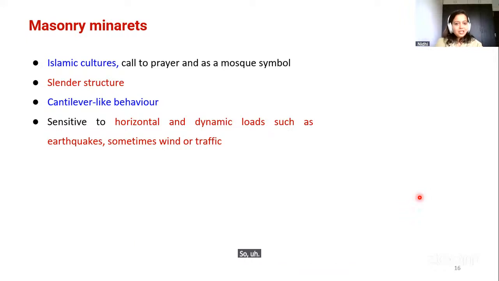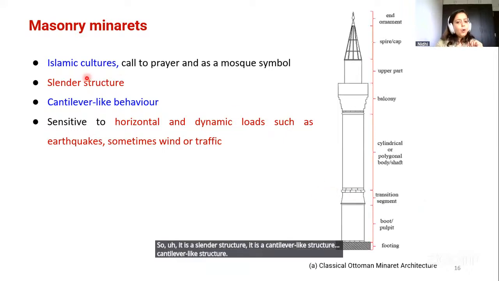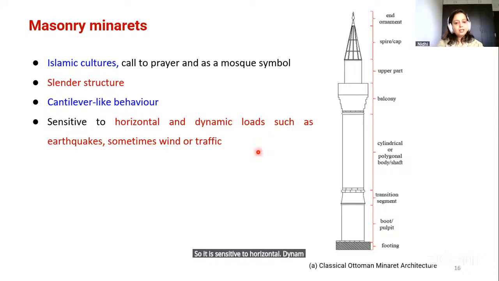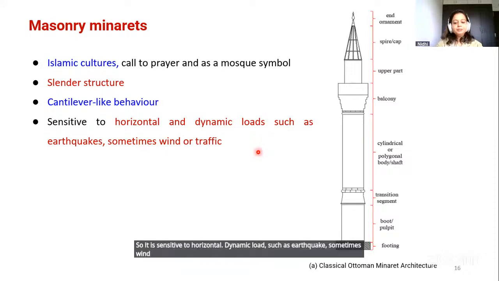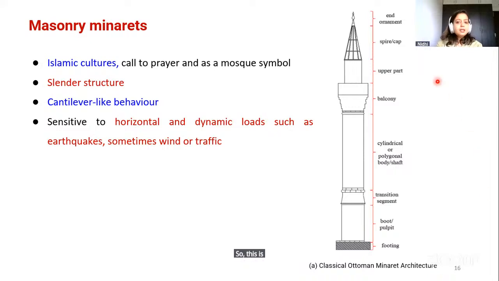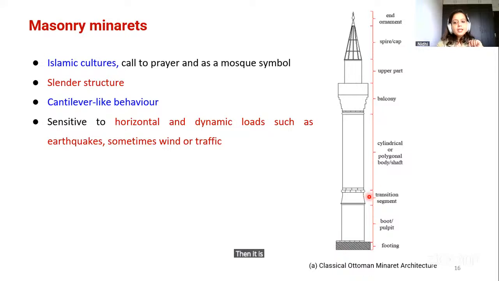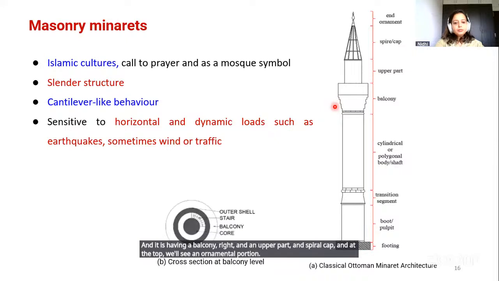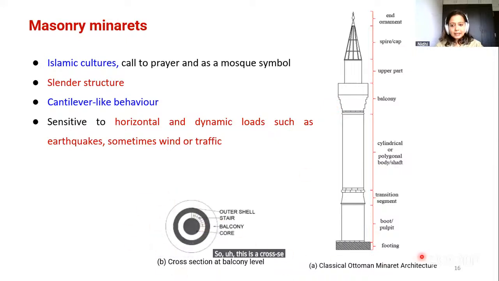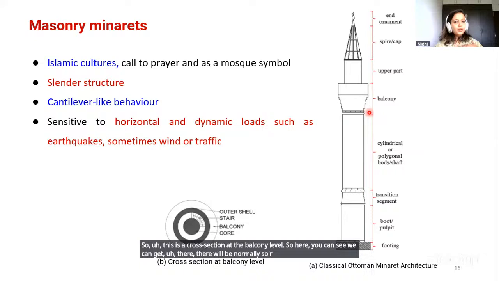It is a slender structure, a cantilever-like structure, so it is sensitive to horizontal dynamic loads such as earthquake, sometimes wind, or even traffic. This is a classic minaret structure. It has a foundation, and it is generally circular in shape, with a balcony, an upper part and spiral cap, and at the top an ornamental portion. This is a cross section at the balcony level, where there is normally a spiral staircase to get to the top of the structure.